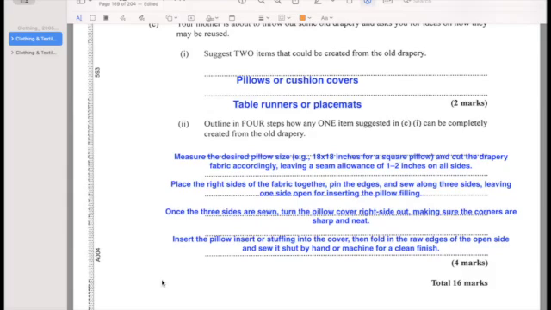All right, place the right side of the fabric together, pin the edges, and sew along three sides, leaving one open for inserting the pillow filling. Once the 3 sides are sewn, turn the pillow cover right side out, making sure the corners are sharp and neat. Put the pillow stuffing inside the cover. Then fold in the raw edges of the open side and sew it shut by hand or machine for a clean finish.